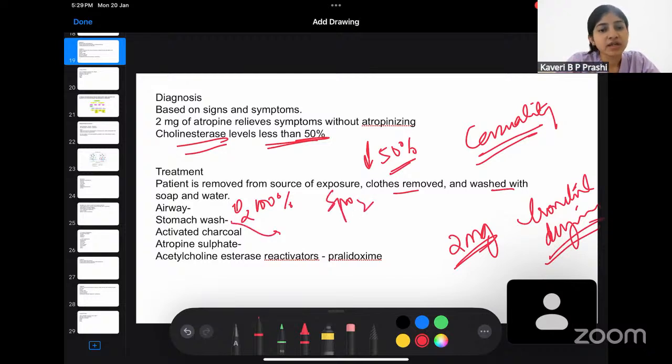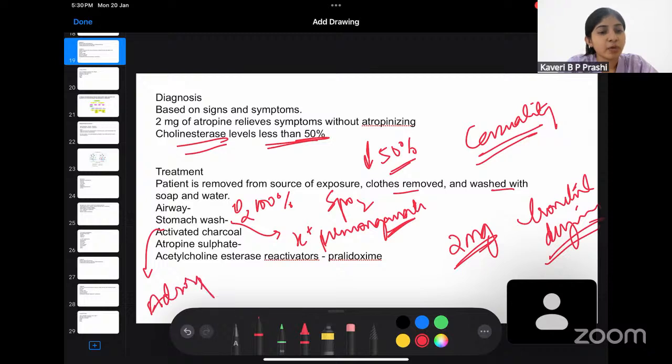You give a stomach wash, and preferably you give it with potassium permanganate. When you give a potassium permanganate stomach wash, it is going to remove all the unabsorbed poison that is there in the stomach. You can also give activated charcoal. It is going to absorb whatever poison is there in the stomach, and when it absorbs, it prevents further absorption of the poison into the body or the circulatory system.